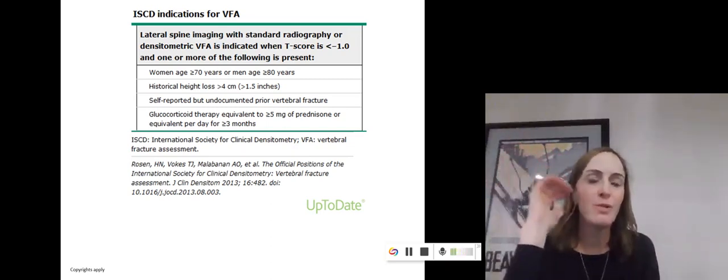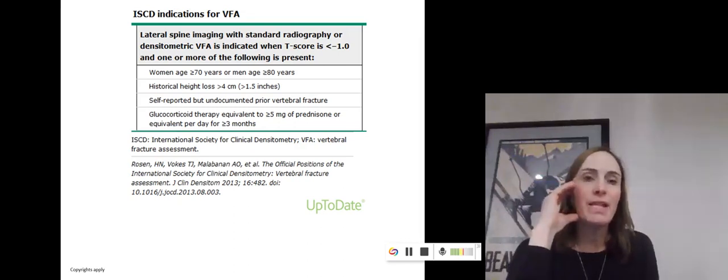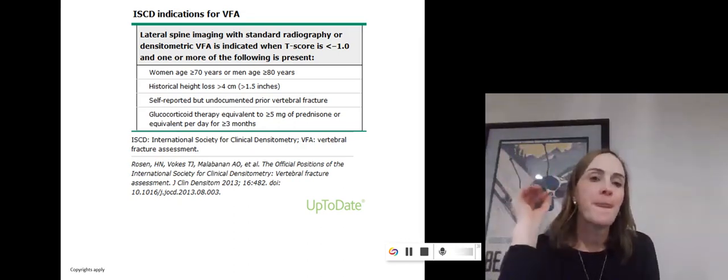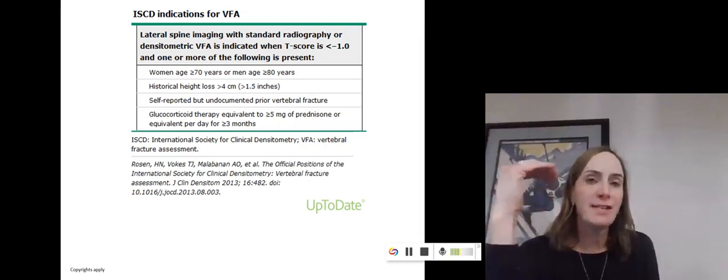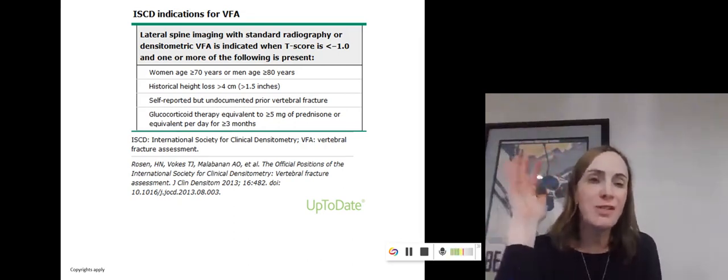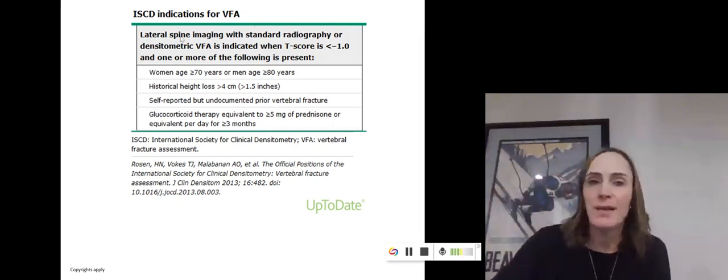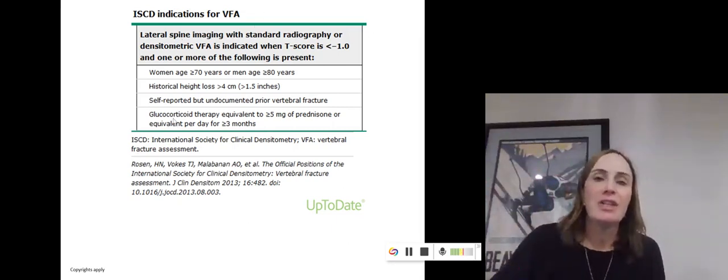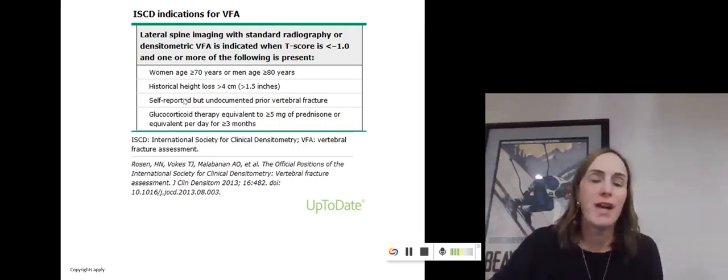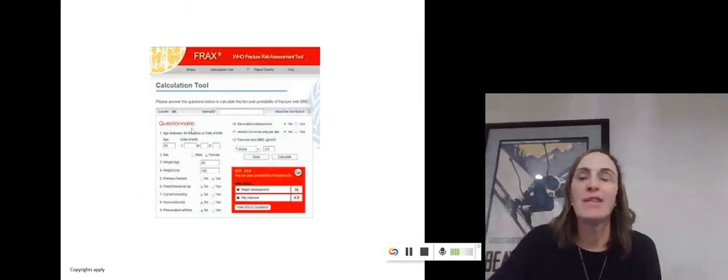But these are indications where, again, people have a T-score of less than 1.0, so their bones don't look horrible, but you're really worried that they might have something else going on. Ask your radiologist if you can add a vertebral fracture assessment on to their bone density, or you just get spine films. If it's too late, you just get spine films.